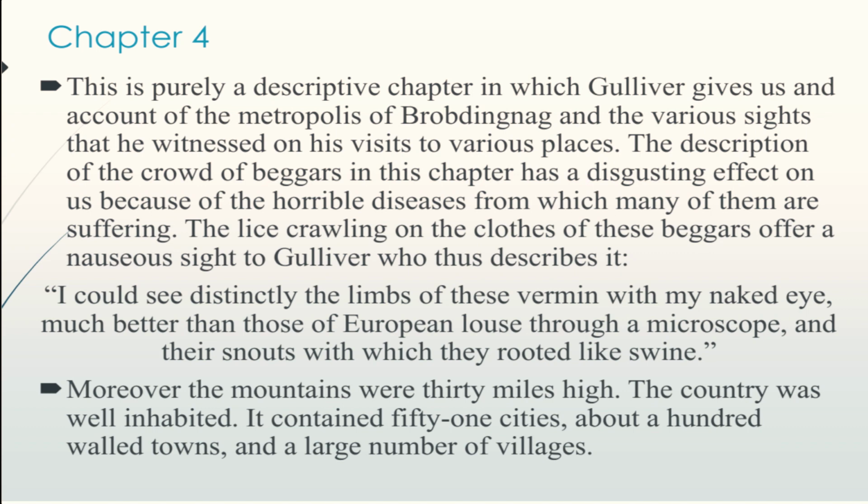Chapter 4. This is purely a descriptive chapter in which Gulliver gives us an account of the metropolis of Brobdingnag and the various sights that he witnessed on his visits to various places. The description of the crowd of beggars in this chapter has a disgusting effect on us because of the horrible diseases from which many of them are suffering. The lice crawling on the clothes of these beggars offer a nauseous sight to Gulliver, who thus describes it.